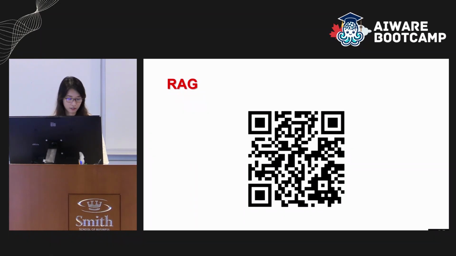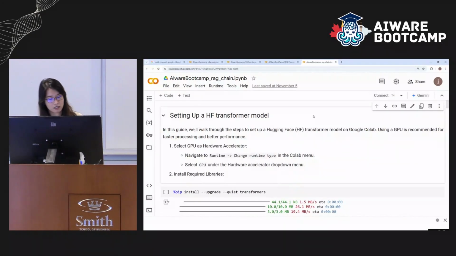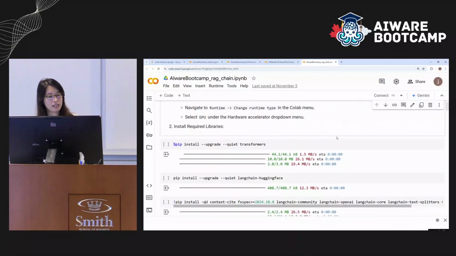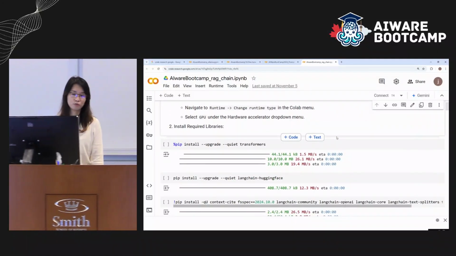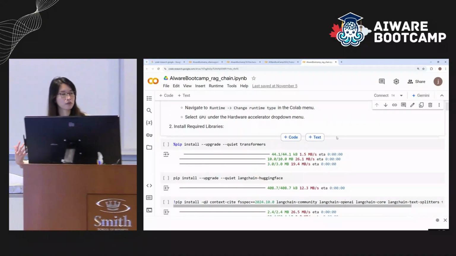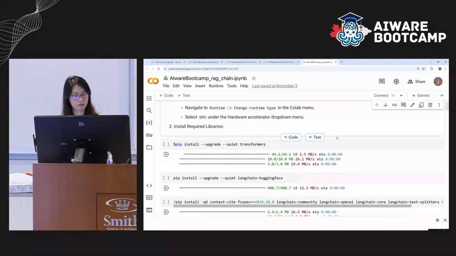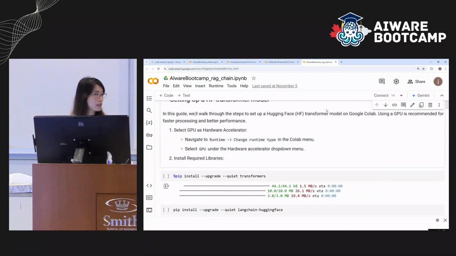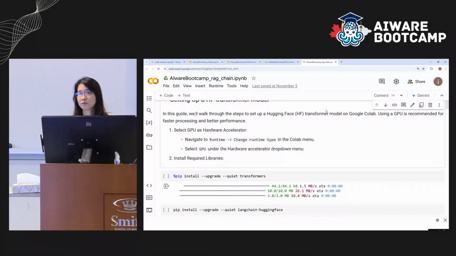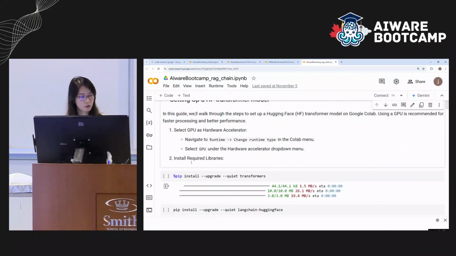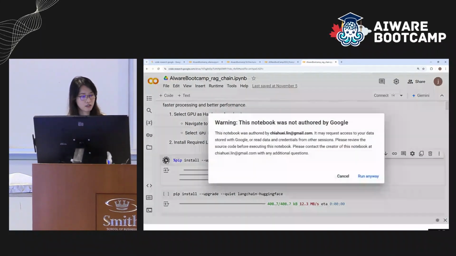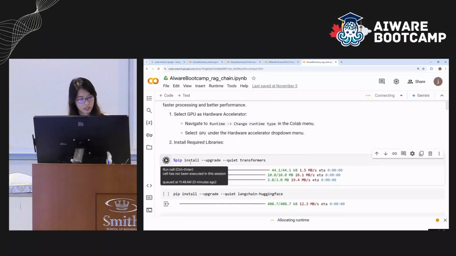First, you still need to select the runtime you want. GPU would be better because I'm going to use the Hugging Face transformer model. After you select your runtime, just as you are supposed to be familiar with, connect to the T4, and then I need to install some libraries.